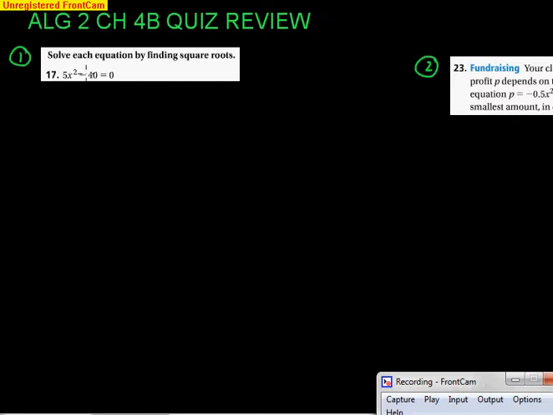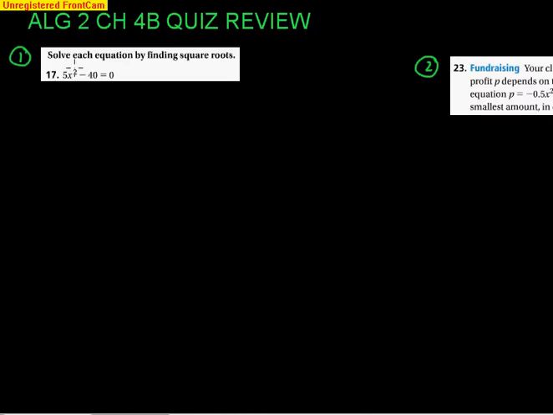So we need to solve this equation by finding square roots. To do that, we need to get the x squared, and I'll try to circle it, all alone. This says 5x squared minus 40 equals 0. So I will do two things. First, I will add 40 to both sides to give me 5x squared equals 40. And again, I'm still looking to get that x squared all alone, so now I'll divide by 5. And I'll get x squared is equal to 8.